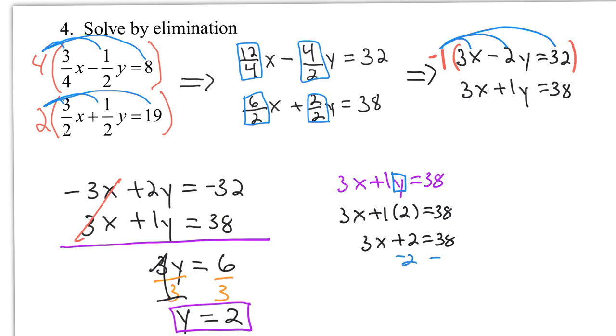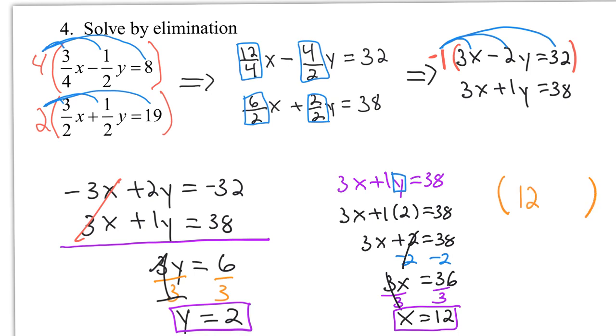Subtract 2 from both sides. So we have 3x equals 36. You divide, and my x value, remember this turns into 1, is 12. So x equals 12 and y equals 2. Now you can write your answer. My answer, my point, is going to be 12 and 2. You always want alphabetical order, x and then y.